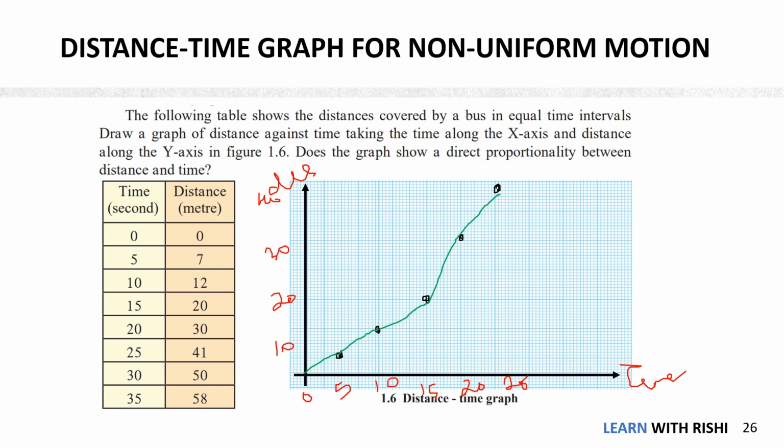Since the time intervals are the same, but the distance covered between the time intervals is different, we will not see a straight line graph here. It is not a straight line graph.